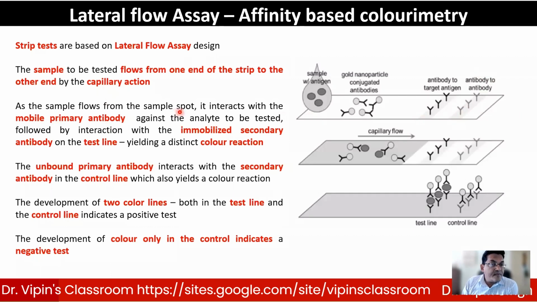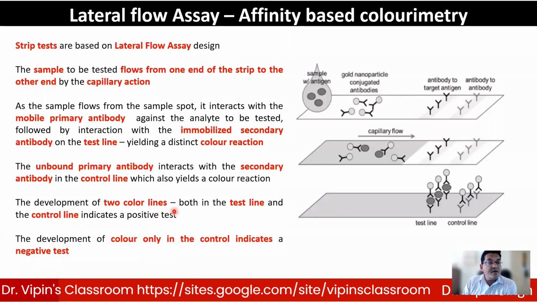As the sample flows from the sample spot, it interacts with mobile primary antibody against the analyte to be tested. This is the conjugate pad. The antibody is mobile, so it keeps moving. Followed by interaction with the immobilized secondary antibody in the test line. So here in the test line, you have immobilized secondary antibody. So once it gets fixed here, then it doesn't move any further. The unbound primary antibody interacts with the secondary antibody in the control line, which also yields a color reaction. So this is your second color reaction.